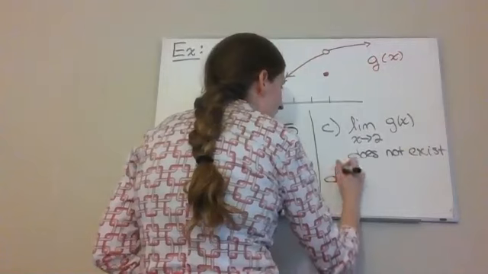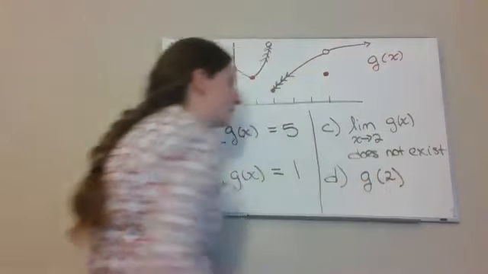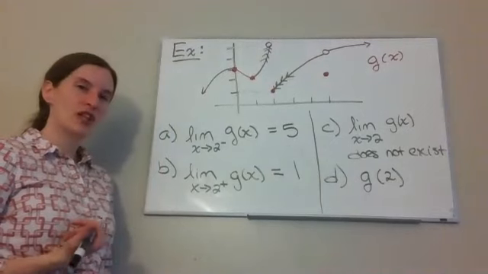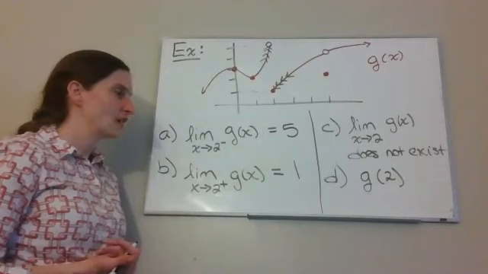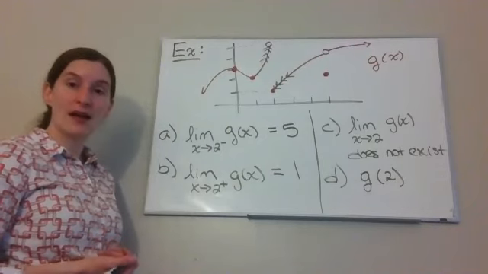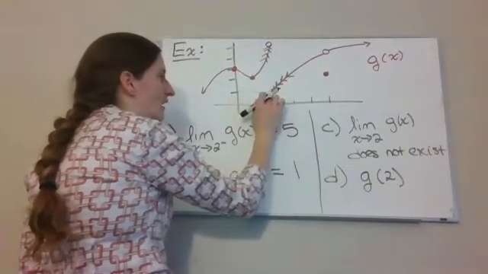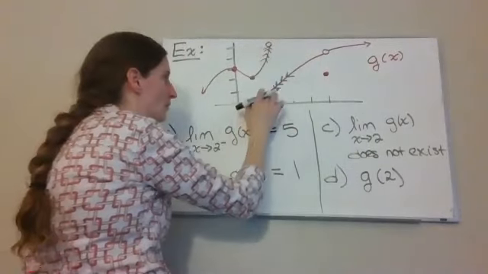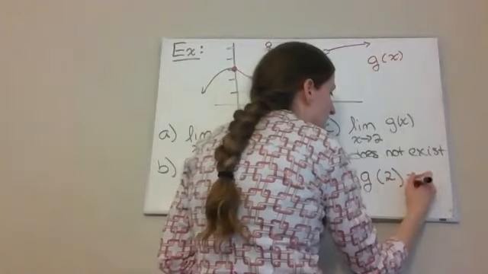Now, part D, instead of talking about a limit, what is g of 2 equal to? So g of 2 is asking us what's the y value when my x value is equal to 2. That's going to be this point right here, not the hole up top. And this point has a y coordinate of 1.